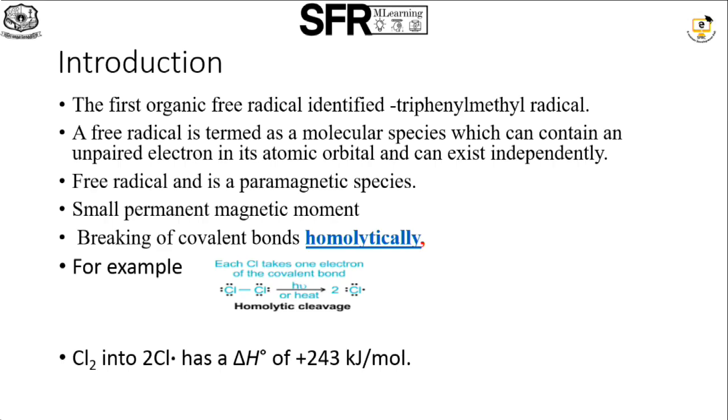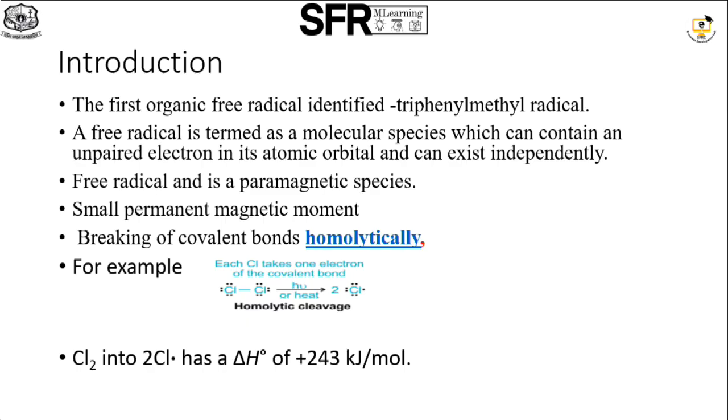Free radical is the term for a molecular species which contains unpaired electrons. Because of the unpaired electrons, it is paramagnetic in nature and it exists independently. It also possesses a small amount of permanent dipole moment. A free radical is formed by homolytic cleavage. For example, homolytic cleavage of a chlorine molecule gives free radicals. The covalent bond is homolytically cleaved to give free radicals.